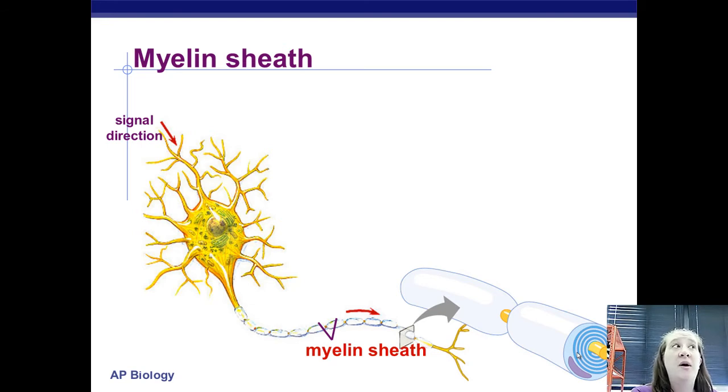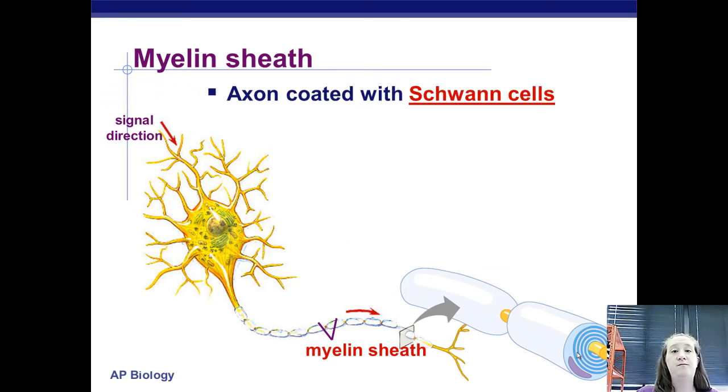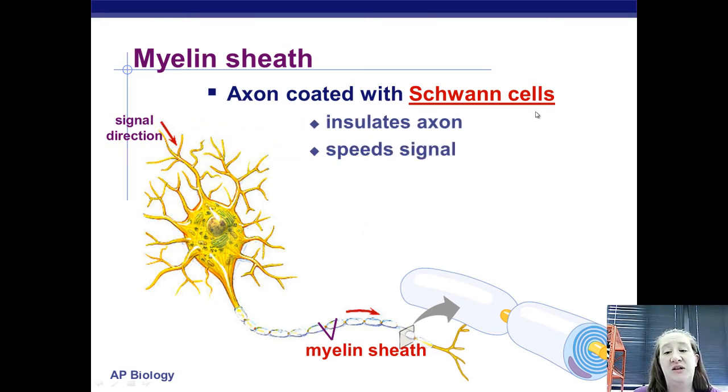And this is going to help the signal go faster. The axon itself, remember that's like the tail of the neuron, is coated with these things called Schwann cells. And Schwann cells make a myelin sheath. They're going to insulate the axon kind of like the plastic on a cord does. Remember, the electricity is in the middle, and the plastic helps insulate us so we don't get shocked by the cord.